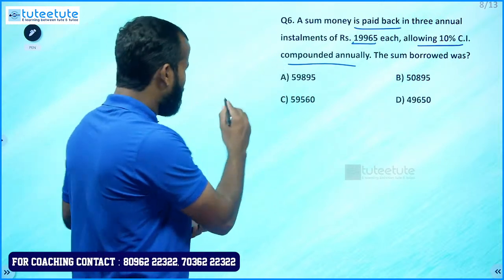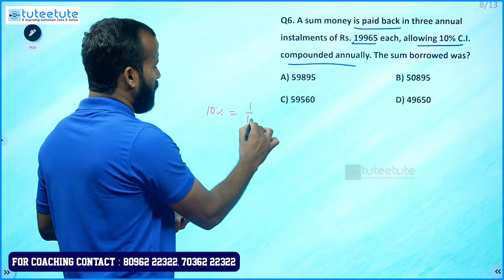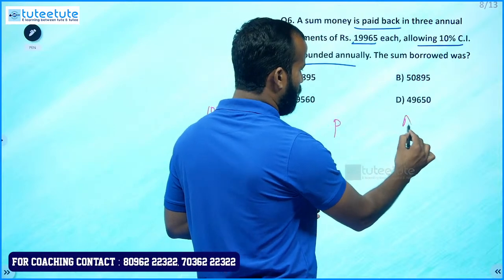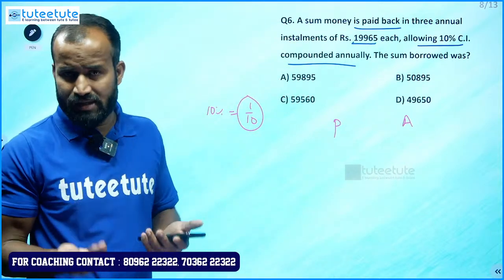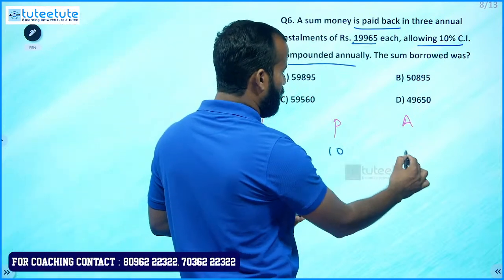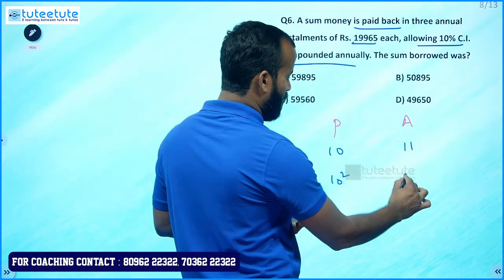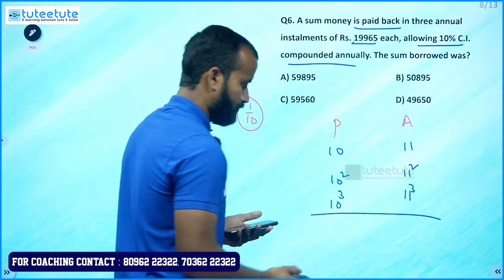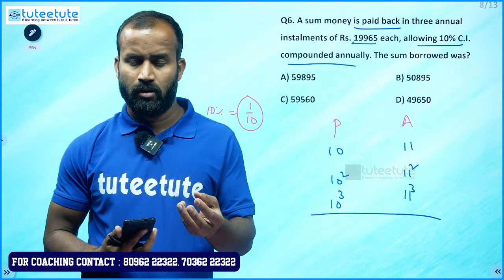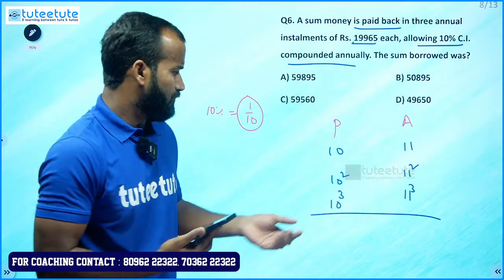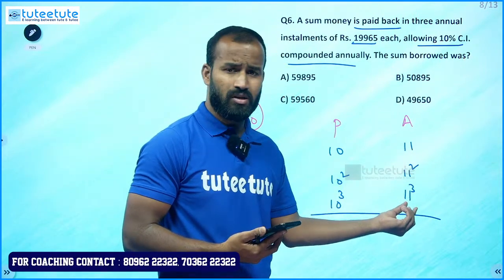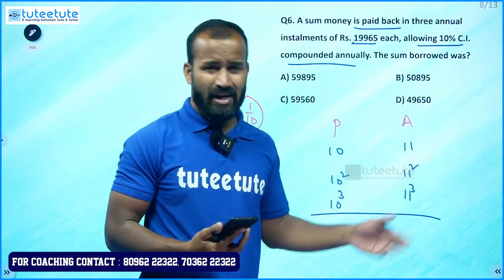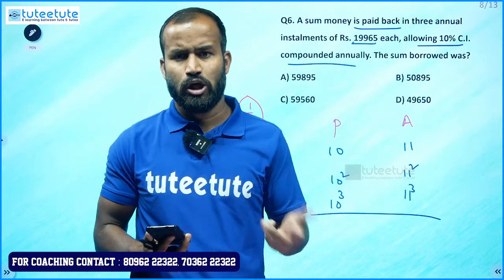See what they given, 10% again. 10% percentage to fraction means 1 by 10. So again same, principal and amount. 10%, 3 years. First 10 became 11. Next year 10 square, 11 square. Third year 10 cube, 11 cube. So we have to make amounts equal. Here 11 is there, here 11 cube is there. One option is we can multiply here with 11 square, otherwise divide. Dividing is a somewhat more difficult process than multiplication, so I am going with multiplication.